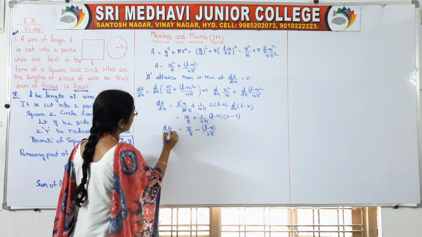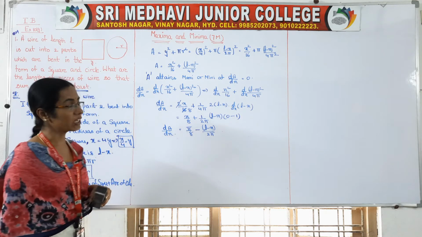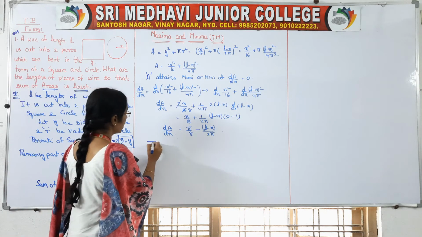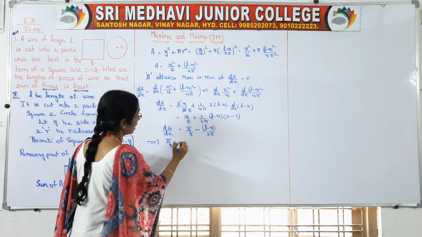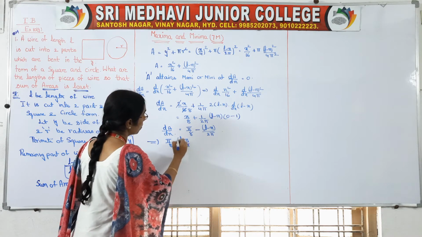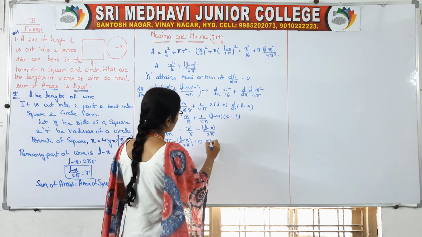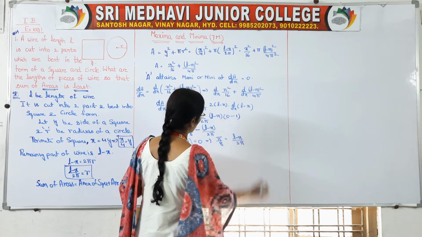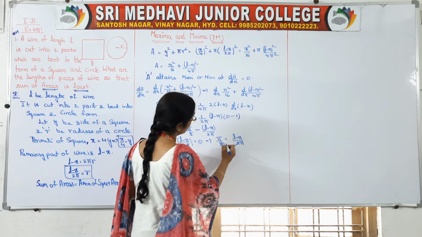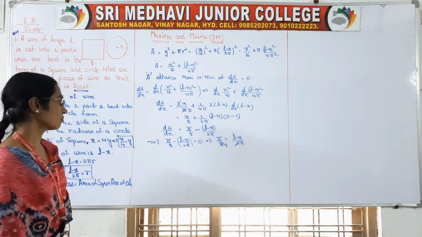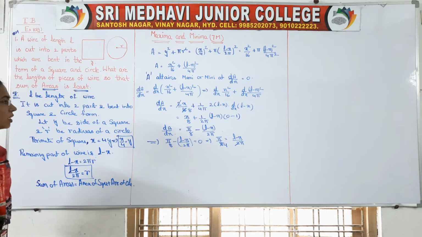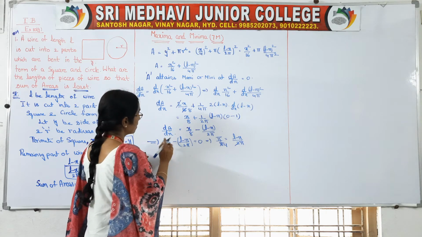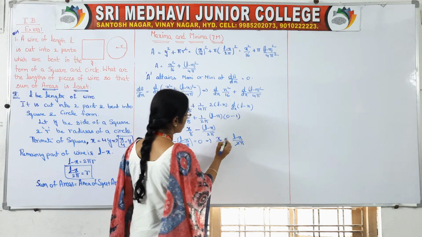So we have to equate dA by dx to 0. Then the function attains at that point either maximum or minimum. So equate it: x by 8 minus L minus x by 2 pi is equal to 0. So this implies x by 8 is equal to L minus x by 2 pi. This is x by 8, not pi by 8. Be careful. So this is x by 8, here also x by 8.